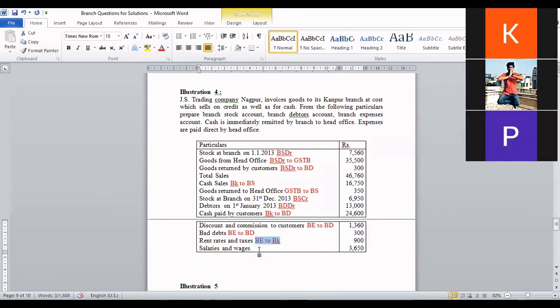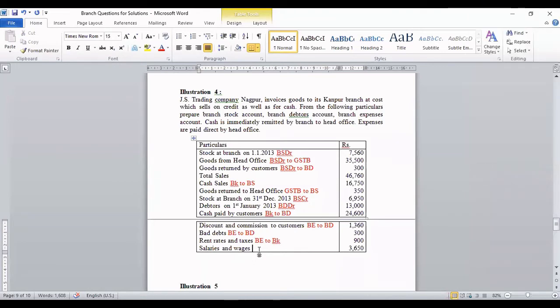Now, next one. Salaries and wages. Come on, tell me the entry for this. Branch expense account debit to bank or cash, one and the same. Okay, beta? Everyone, is this part clear? Okay, fine.